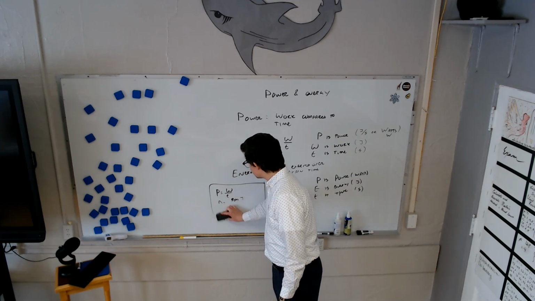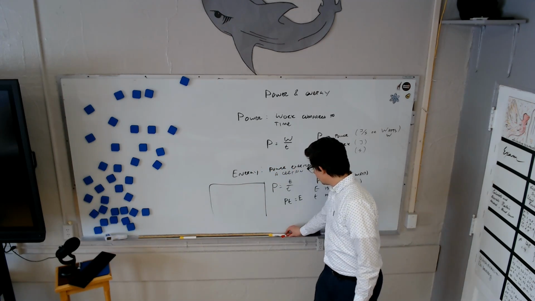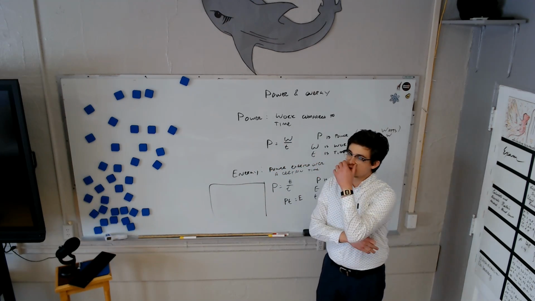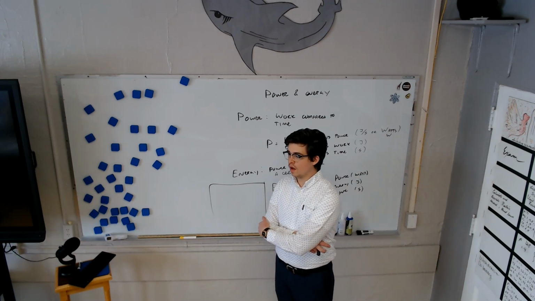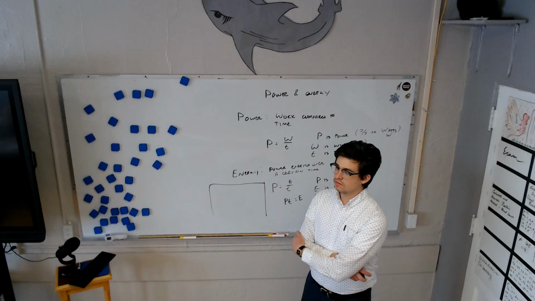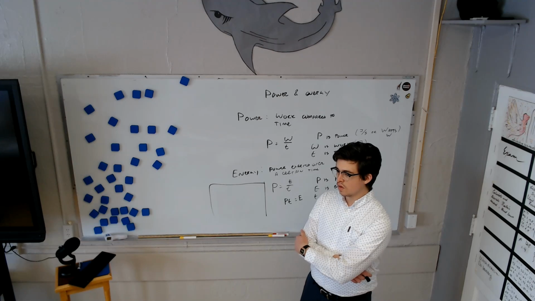Okay, let's try another one. I'm just going to make up one off the top of my head. We'll say that the toaster supplies 700 joules of energy every 10 seconds. What is the toaster's wattage?